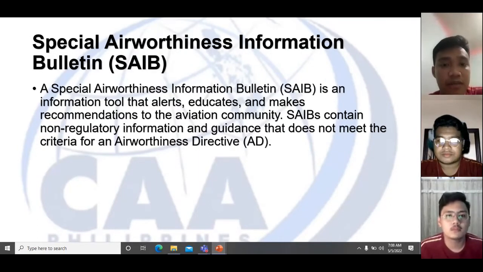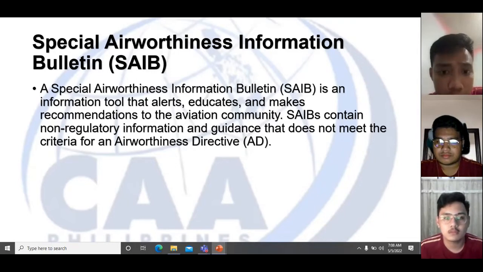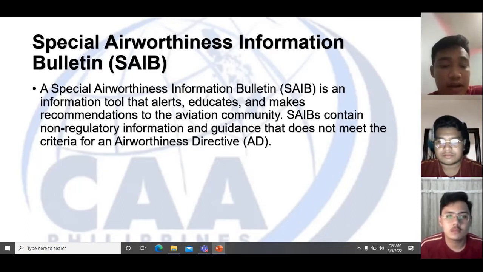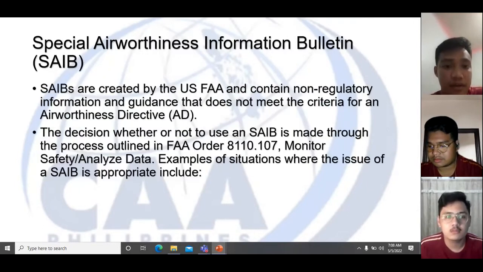Special Airworthiness Information Bulletin. A Special Airworthiness Information Bulletin is an informational tool that alerts, educates, and makes recommendations to the aviation community. Special Airworthiness Information Bulletins contain non-regulatory information and guidance that does not meet the criteria for an airworthiness directive. Next slide.